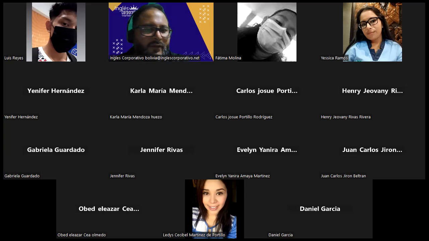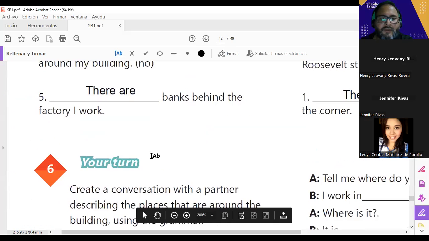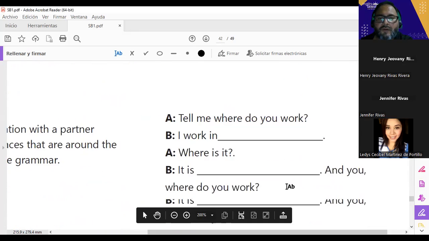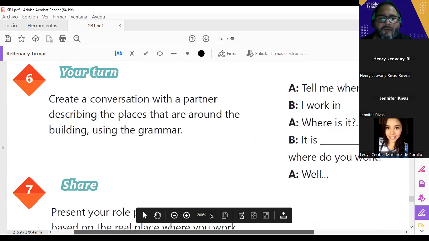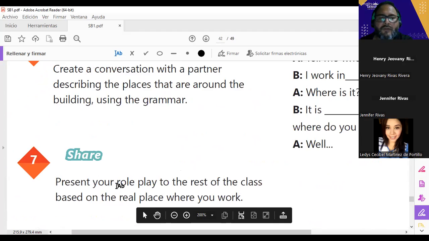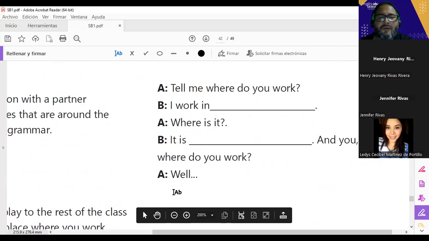Well, if there is any other participant, let's try to move on because we have to work a lot tonight. Well, actually, you saw this activity, right? The activity about having a presentation of the place you work. We're gonna work in pairs, and you're gonna create a role play to the rest of the class based on the real place where you work. This is the second part of the activity, guys.